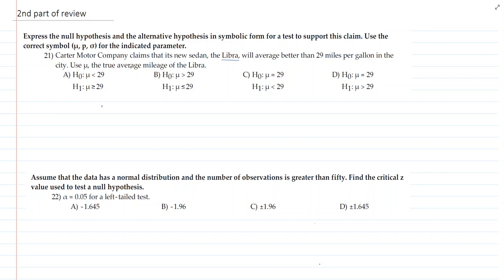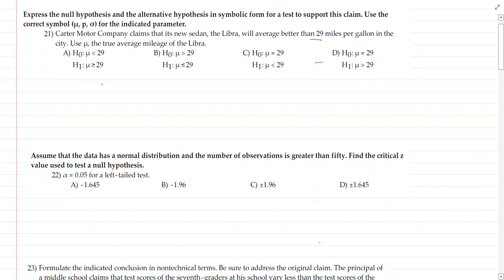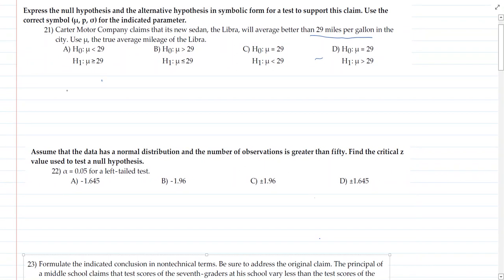Carter Motor Company claims that a new sedan, the Libra, averages better than the 29 miles per gallon in the city. Use mu for the true average of the Libra. As we're reading this, we know it's for the population, and what they say in the advertising is that the average is going to be 29 miles per gallon. And then our alternate is going to be mu is better, so that means greater than 29 miles per gallon.